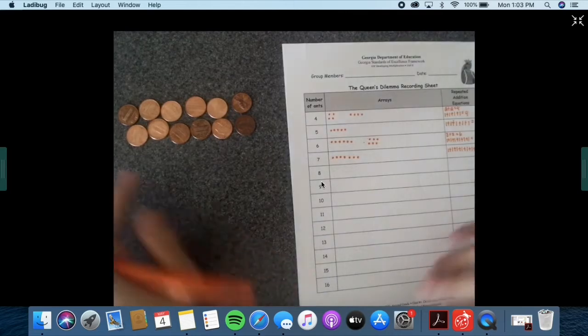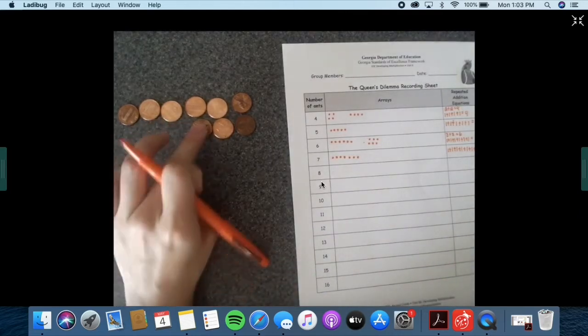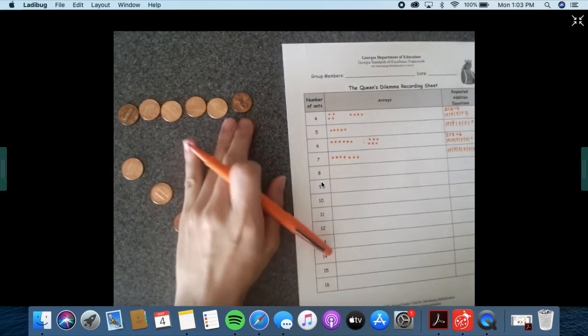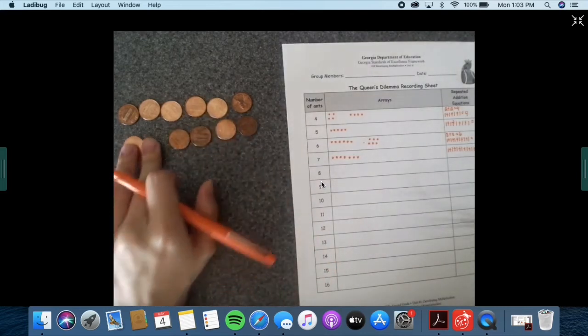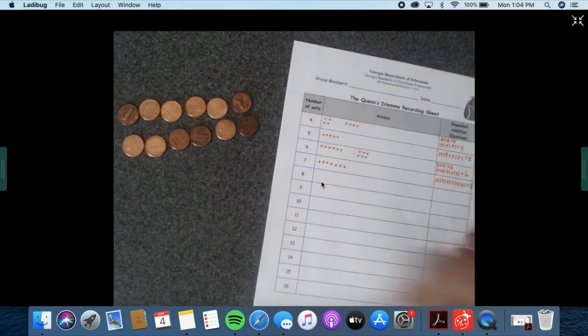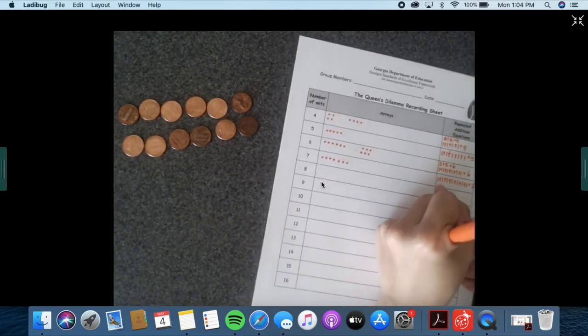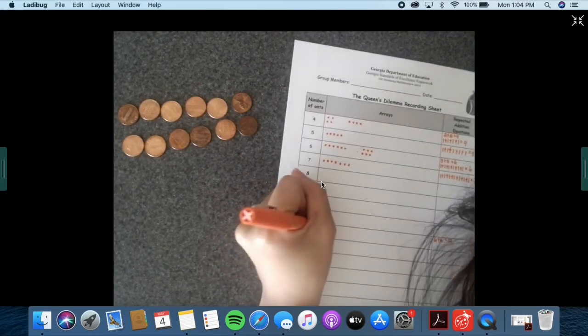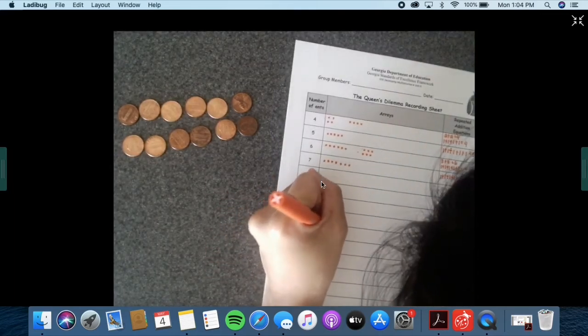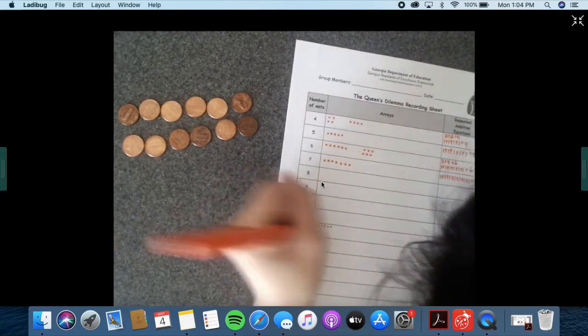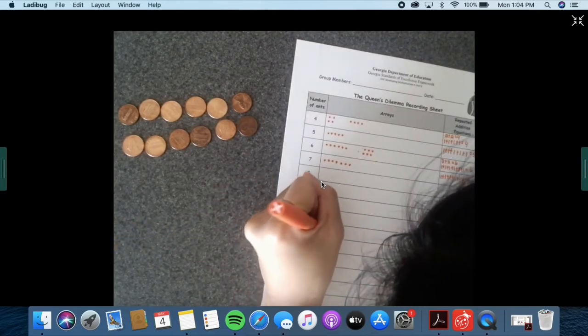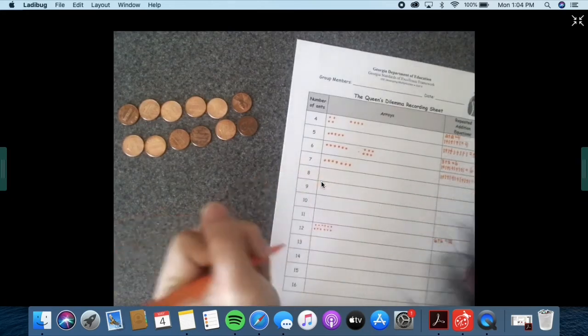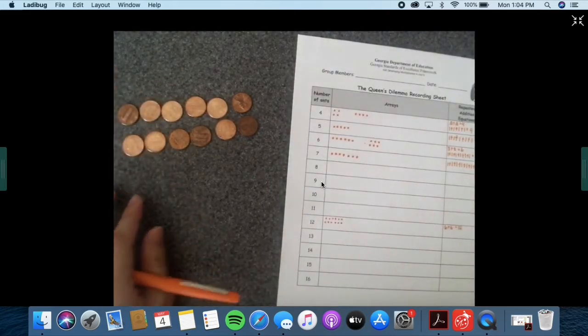So I would have 2 rows of 1, 2, 3, 4, 5, 6, and 6 columns. So my equation could be 6 plus 6 is equal to 12. And my drawing looks like this. 1, 2, 3, 4, 5, 6. There's 1 row. And there's my second row. I could also have 1 long line of 12, but I'm not going to do that.